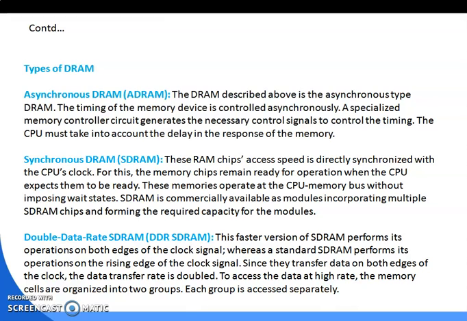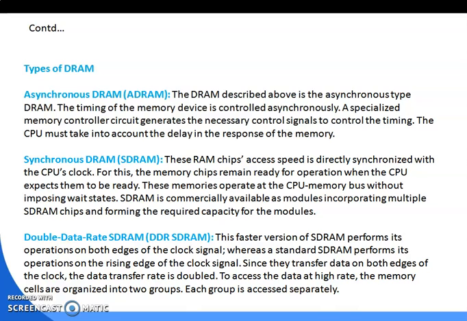But in case of the synchronous, there is no problem. The entire process is controlled by the CPU clock. That means when the CPU wants to receive the data from the memory, at that time memory is also ready to supply the data to the processor. That means the memory chip remains ready for operation when the CPU expects them to be ready. When the CPU wants to retrieve the data from the memory, in that time memory should supply the data to the processor.